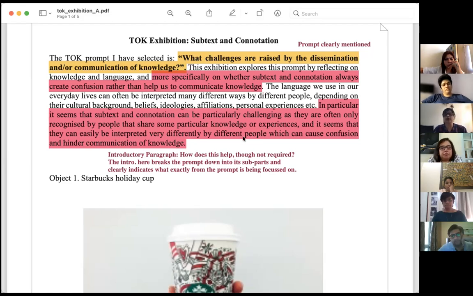Any questions so far with the first part of the commentary from anybody? Yeah. So, ma'am, this is supposed to be like the introductory paragraph of an essay? Yes, absolutely. Also, knowledge and language is one of the optional themes prescribed by the IB. So it's actually serving both purposes. Absolutely.